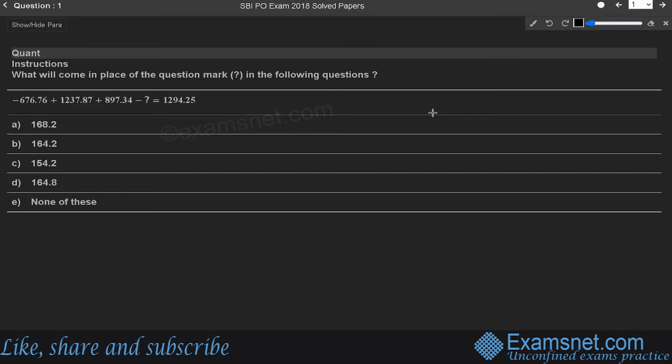The question is, what will come in place of the question mark in the following questions? So we have to find the value in place of the question mark. And the question is minus 676.76 plus 1237.87 plus 897.34 minus question mark is equal to 1294.25.